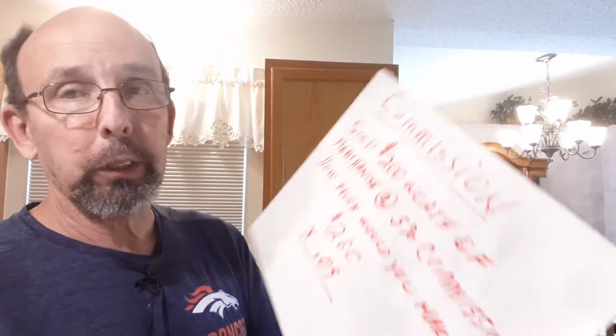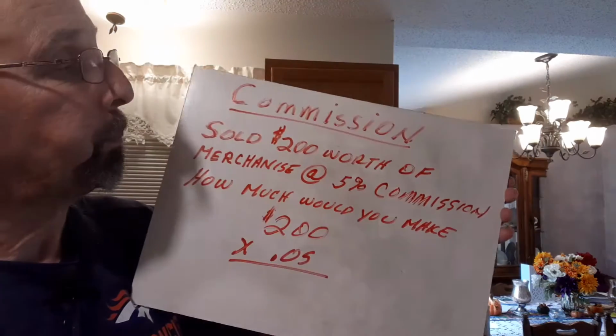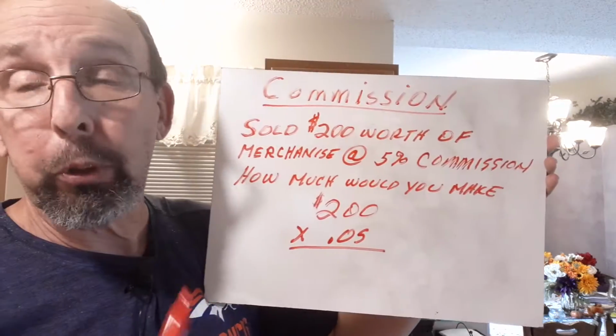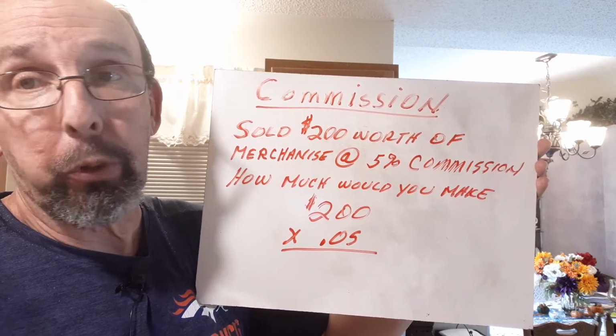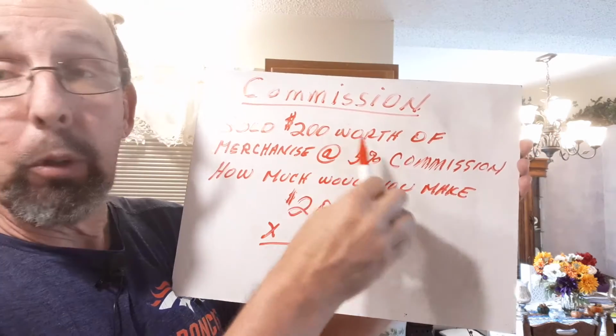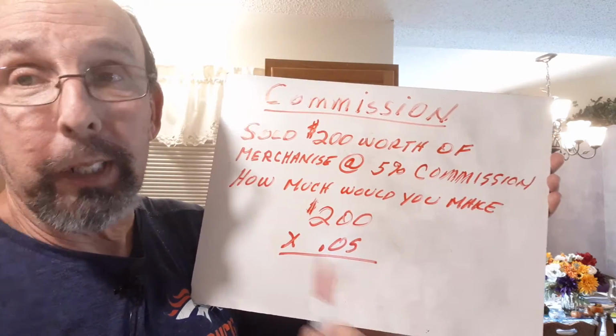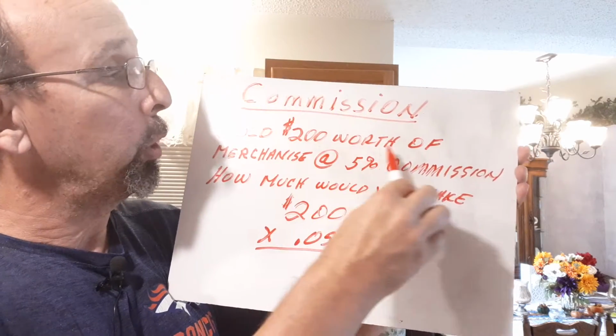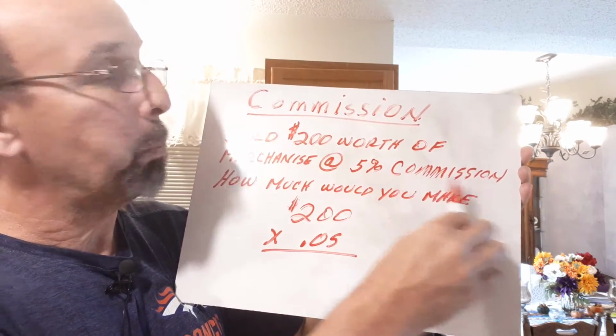Let's take a look real quick at commission. Commission is just finding the percent of a number. Change the percent to a decimal and multiply. If you sell things and you get paid commission, that's what this is all about. How much money are you going to make? So you sold $200 worth of merchandise at 5% commission.